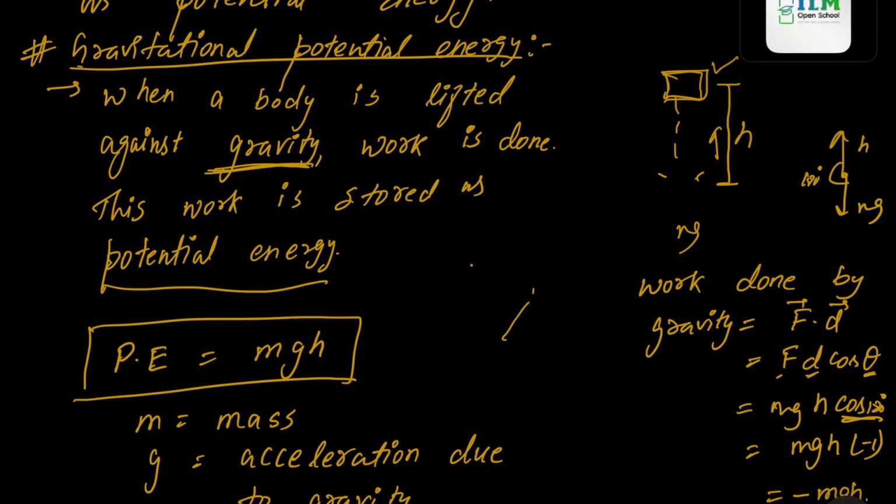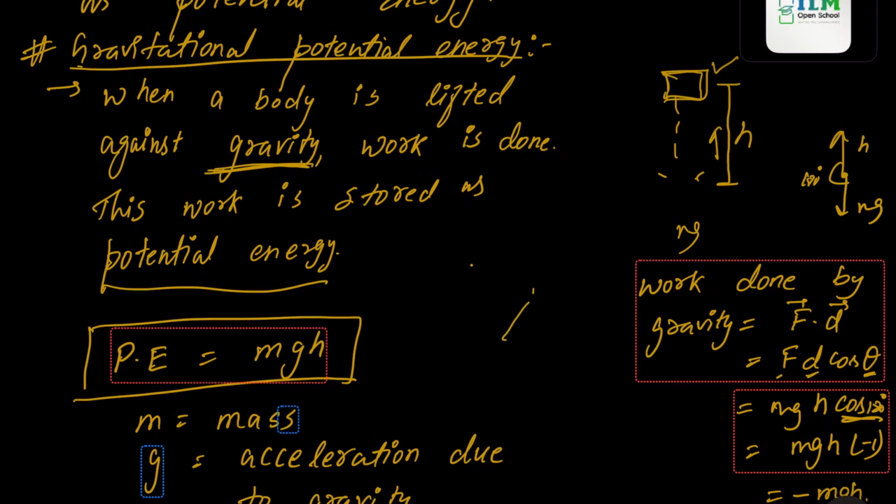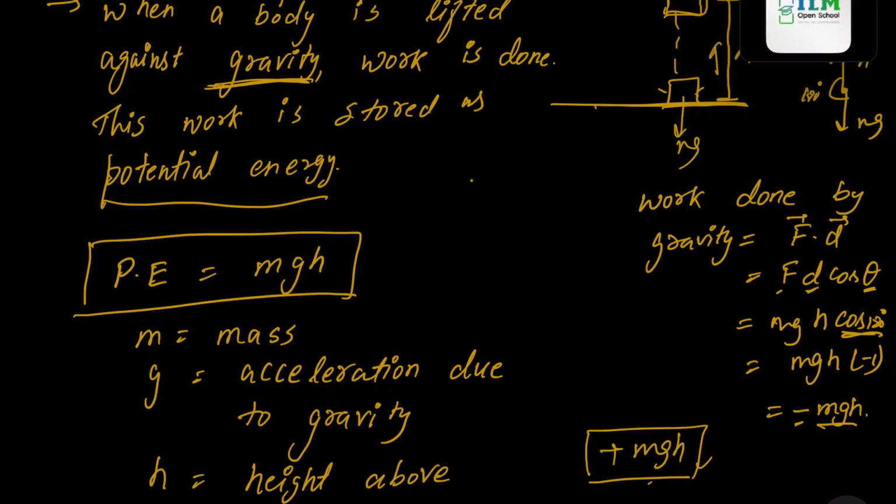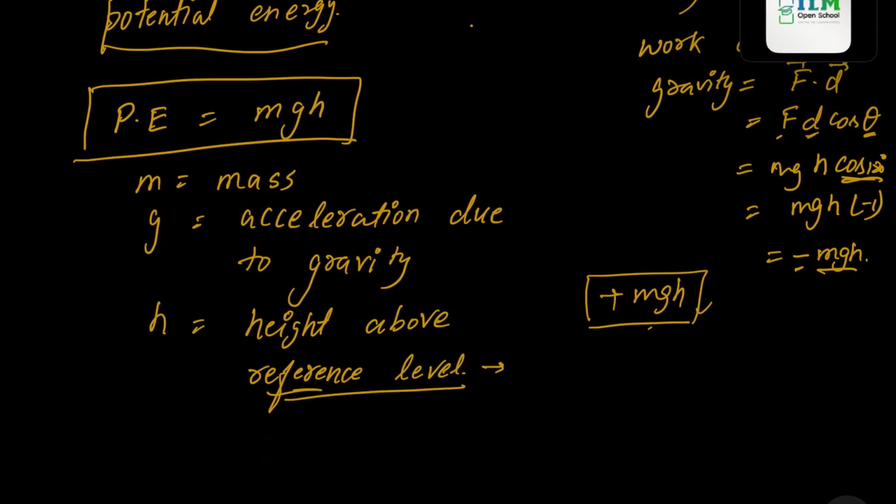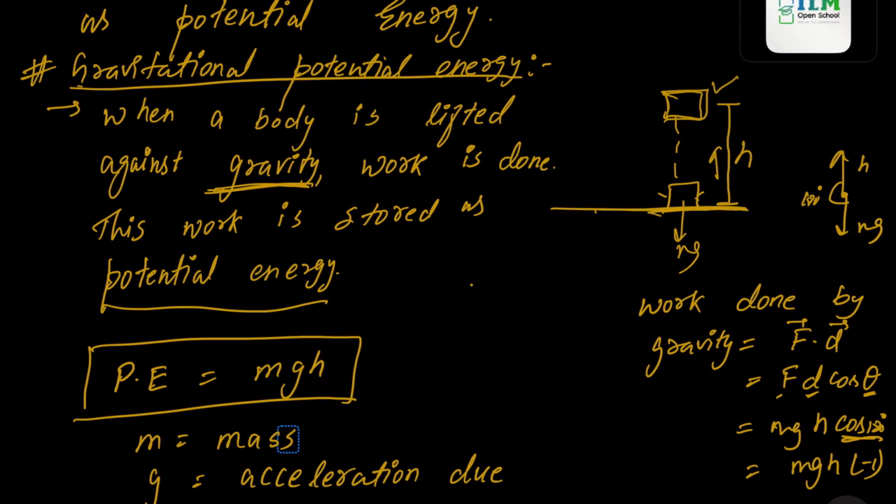what happened? If I am taking reference level at ground, that reference level means the potential energy at this point is zero. That's what reference level is. So potential energy here, if I'm taking it as reference level, is zero. You can take your reference level anywhere. It's all about change in displacement, like change in position.